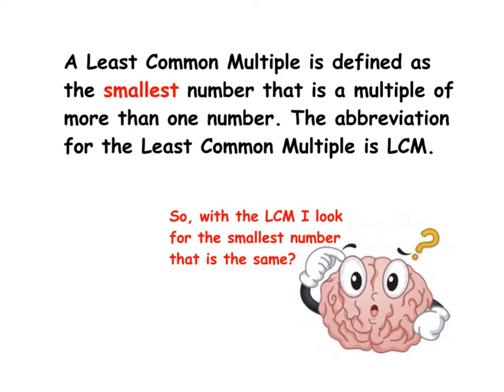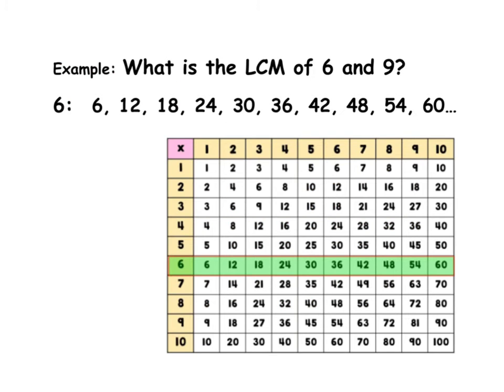A least common multiple is defined as the smallest number that is a multiple of more than one number. The abbreviation for the least common multiple is LCM. So with the LCM, you're looking for the smallest number that is the same on both of your lists, because least means smallest. An example of this now is finding the LCM of 6 and 9.